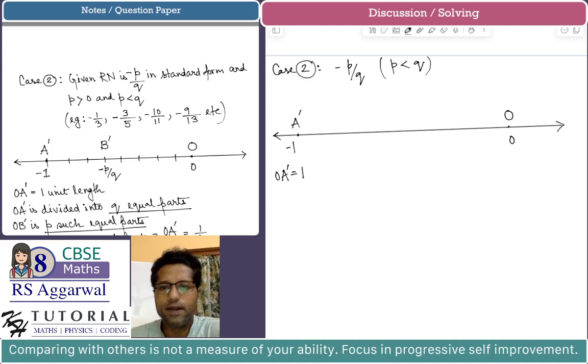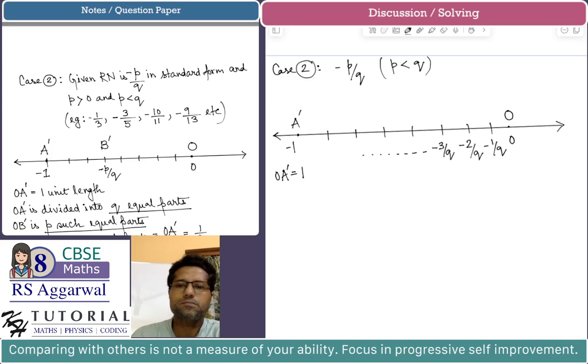Now I will divide the segment OA dash into Q equal parts. Why? Q is the denominator. So I will roughly divide the segment OA dash into Q equal parts. The first equal part to the left hand side of origin O will represent the rational number minus 1 by Q. The second equal part will represent the rational number minus 2 by Q. The third one will represent minus 3 by Q, and so on.